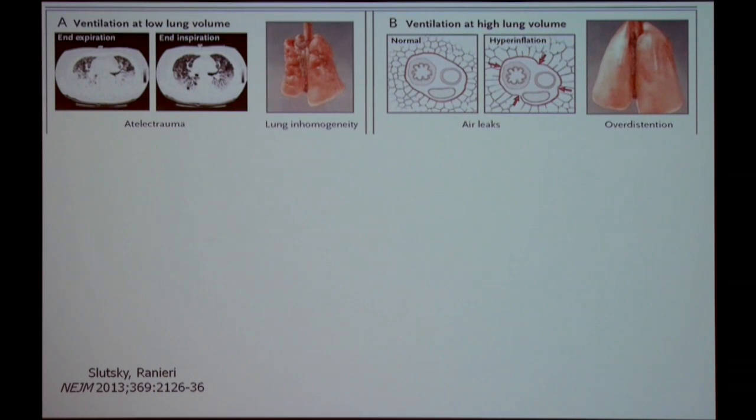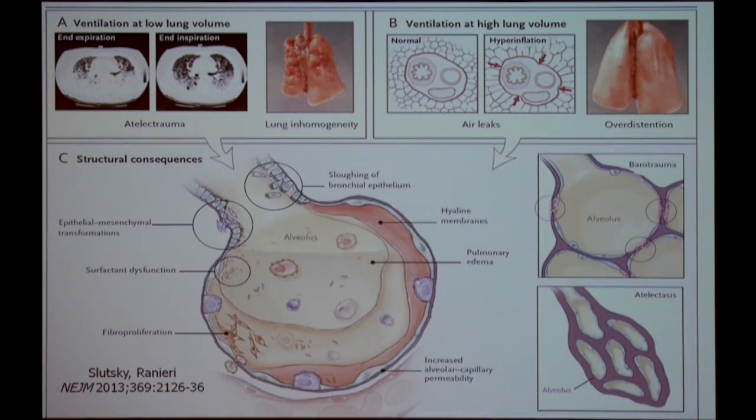Injury can also occur with ventilation at very high lung volumes. That can lead to barotrauma, gross air leaks, or overdistension, something called volutrauma as well. And both of these can have structural consequences, as you can see here, with changes in the epithelium, development of hyaline membranes, increased alveolar capillary permeability, which means that ventilator-induced lung injury in many ways simulates what happens with ARDS, where there's an increase in alveolar capillary permeability.